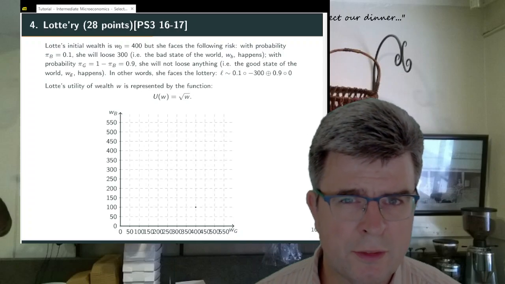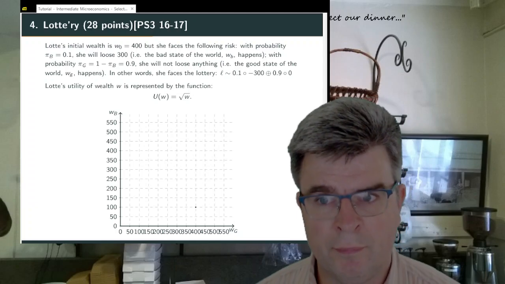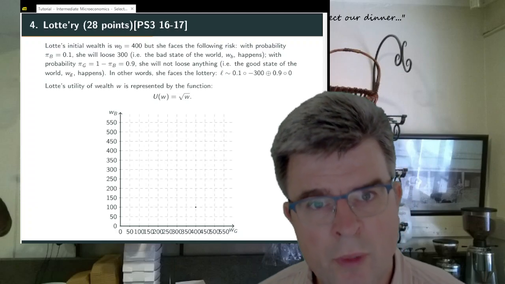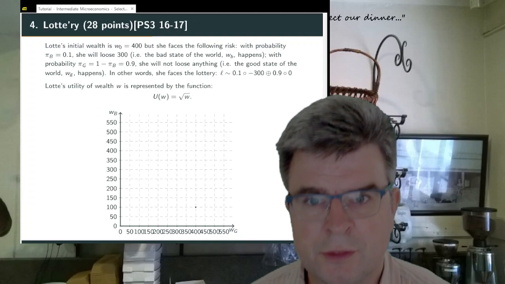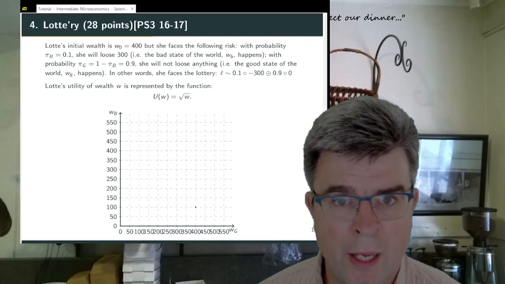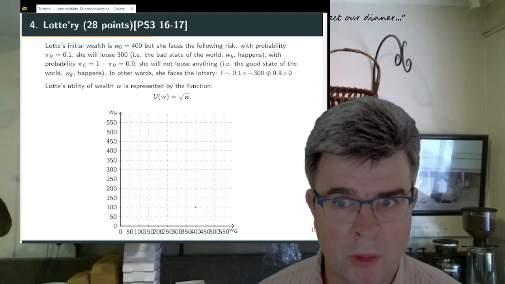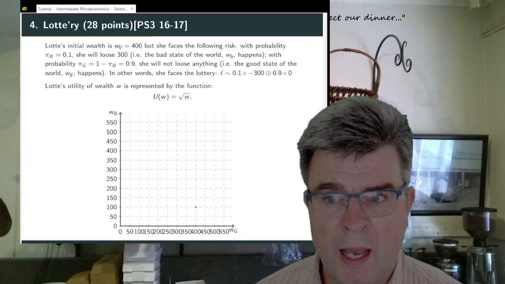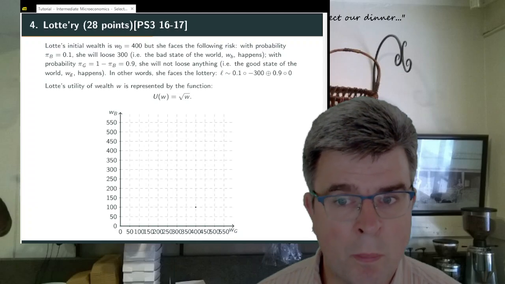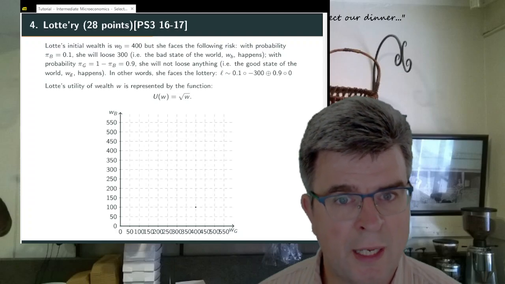In the final exercise of selected set 4, we meet Lotte. Lotte has an initial wealth of 400, but she faces a risk. With probability 0.1, she will enter a bad state of the world, which in her case means that she will lose 300. And with probability 0.9, the good state of the world will happen and she will not lose anything.